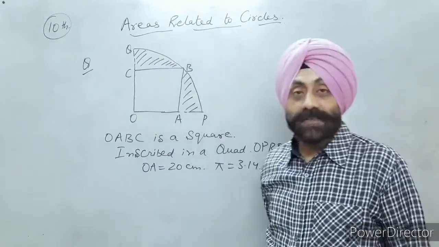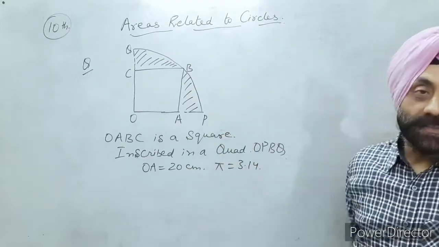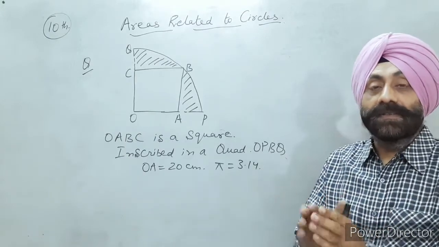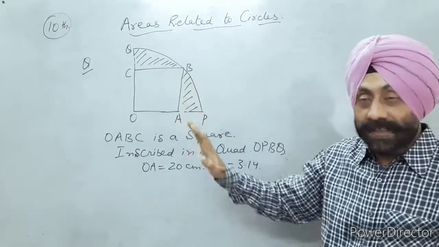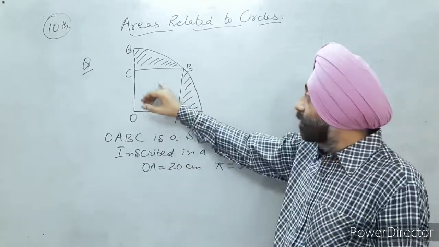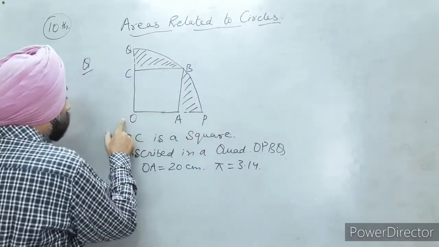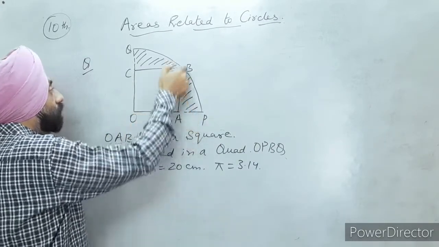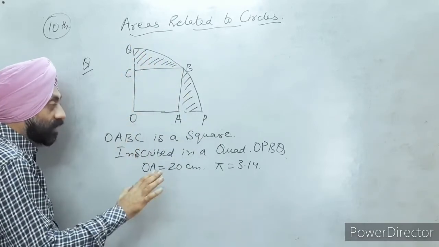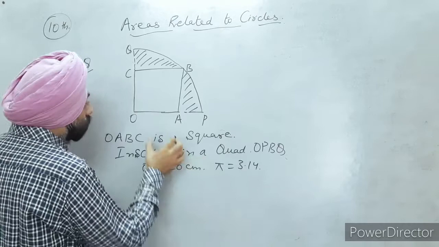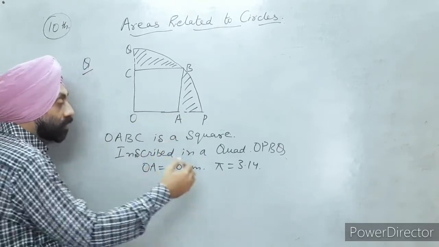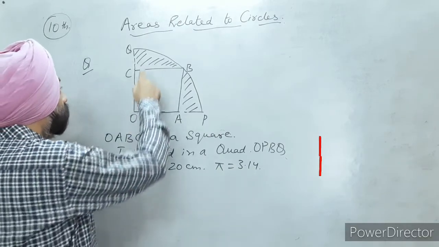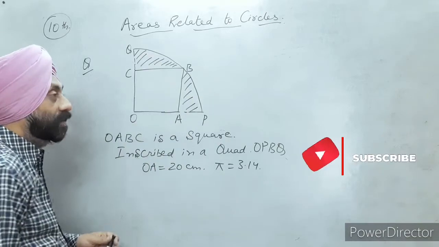Continuing my chapter of areas related to the circle from class 10. Today I am going to continue with the topic where I left off, that is area of the combined plane figures. Now the very first question, I have drawn the figure for you: a square OABC is inscribed in a quadrant OPBQ O. It's given OA equals 20 centimeter and pi is 3.14, to be used. We are required to find the area of the shaded region.